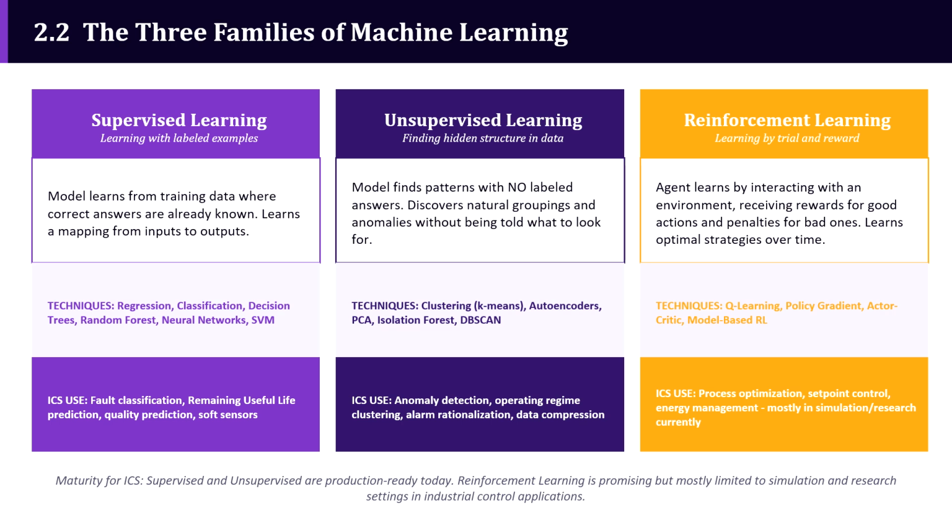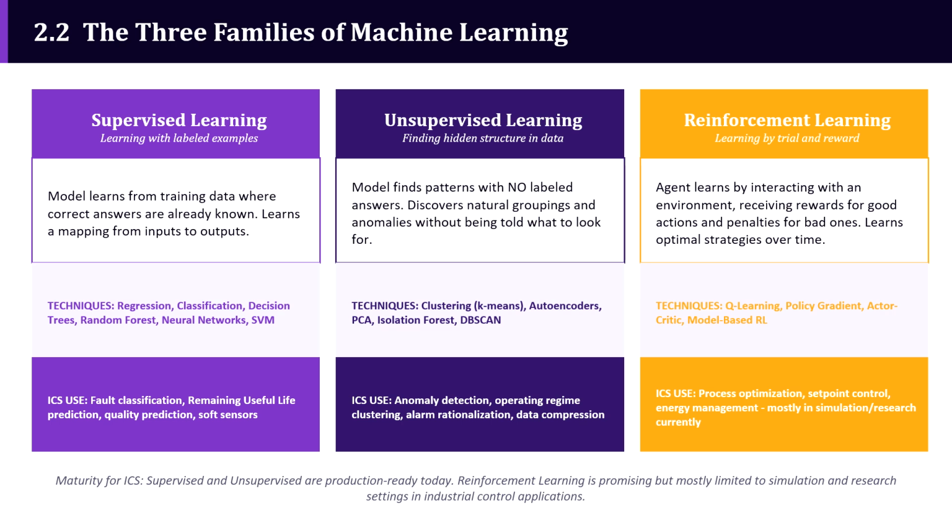Understanding which family a given artificial intelligence application belongs to tells you a great deal about how it works and what its requirements are. Supervised learning is the most mature and most widely deployed approach in industrial control systems today. The key requirement is labeled training data, historical records where you already know the correct answer. For predictive maintenance, this means historical sensor data with timestamps marked for fault events. The model learns to associate patterns in the sensor readings with upcoming failures.